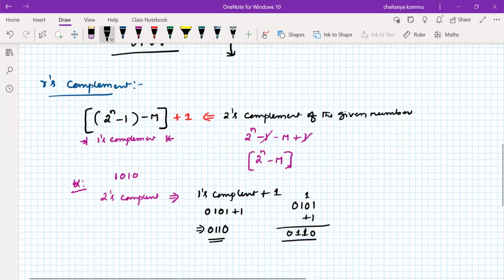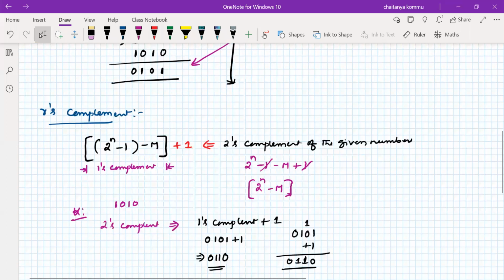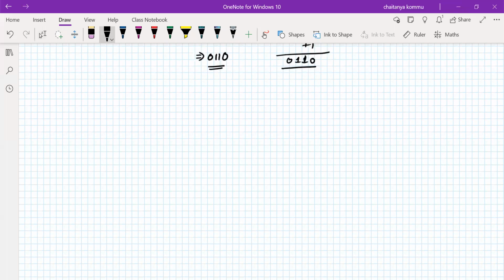Agreed? So what is the procedure involved to perform 1's complement and 2's complement? This is similar to that of 9's complement and 10's complement. Now let us represent some numbers. The question is, for example, if you want to represent, how do we perform it?